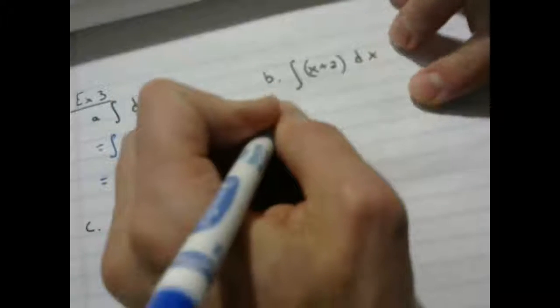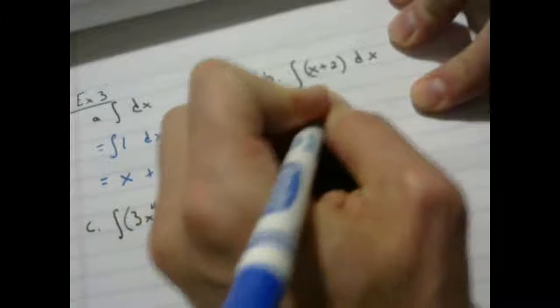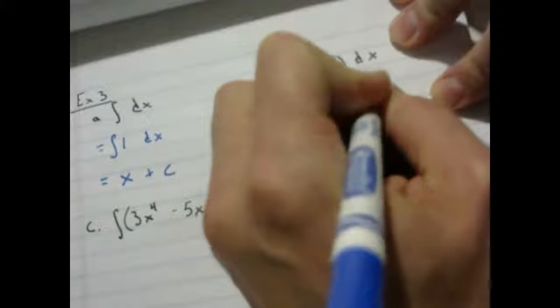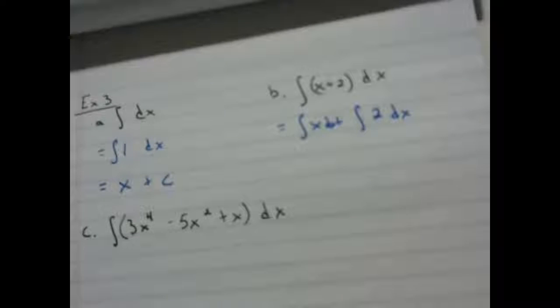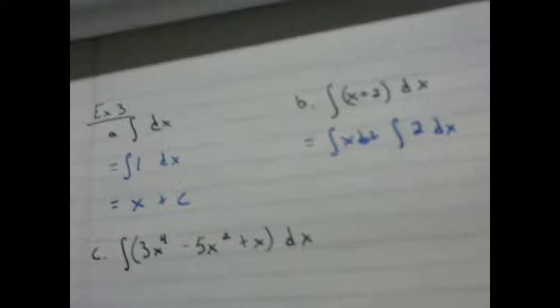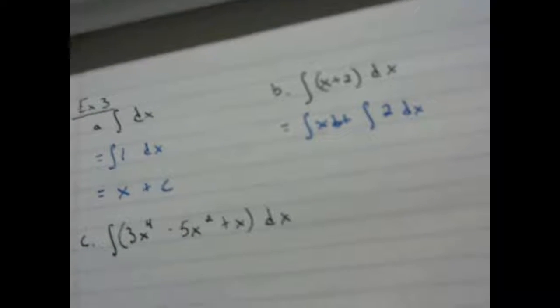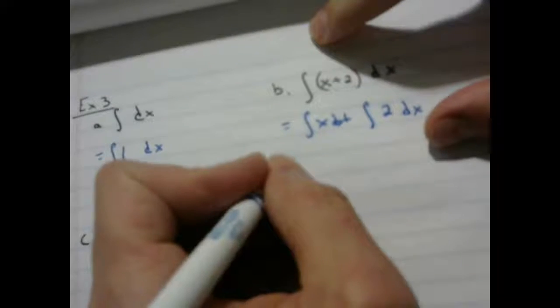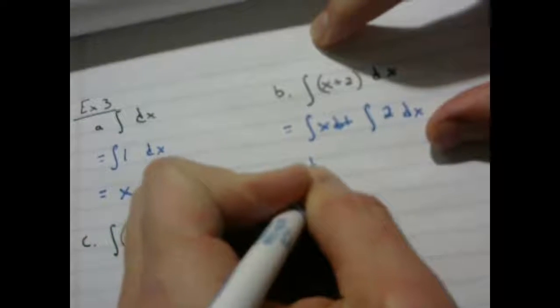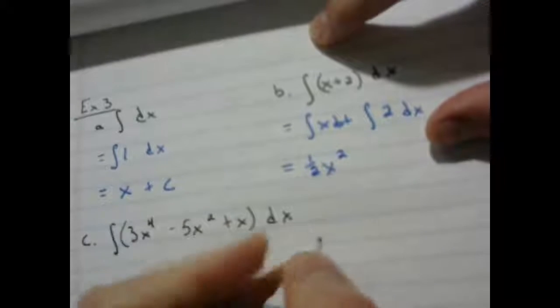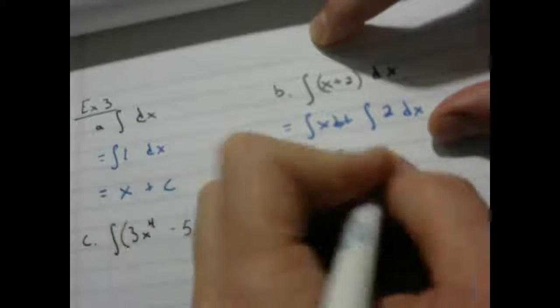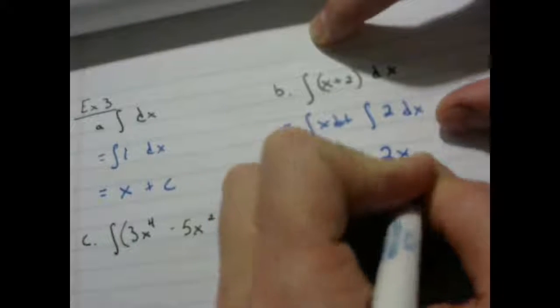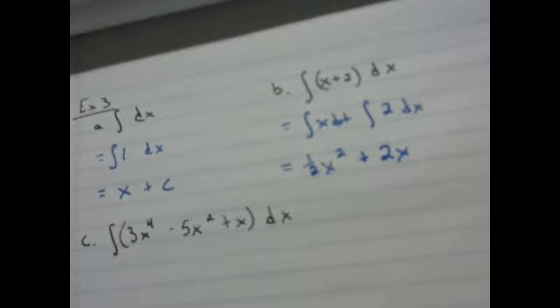That we can actually just rewrite as the integral of x plus the integral of 2. Don't forget your dx's. So it's the integral of x dx plus the integral of 2 dx. So what's the integral of x? Well, that's just going to be the same as 1/2 x squared. And what's the integral of 2? Well, it's really going to be the integral of 2 times that thing, so it's just going to be 2x. And then don't forget your plus c at the end.